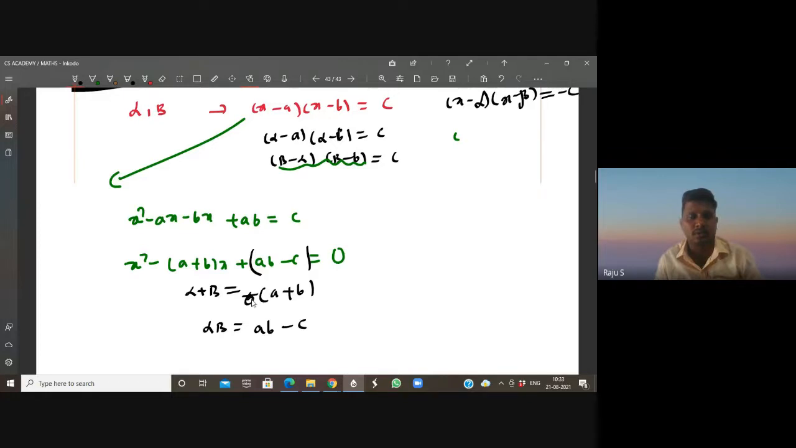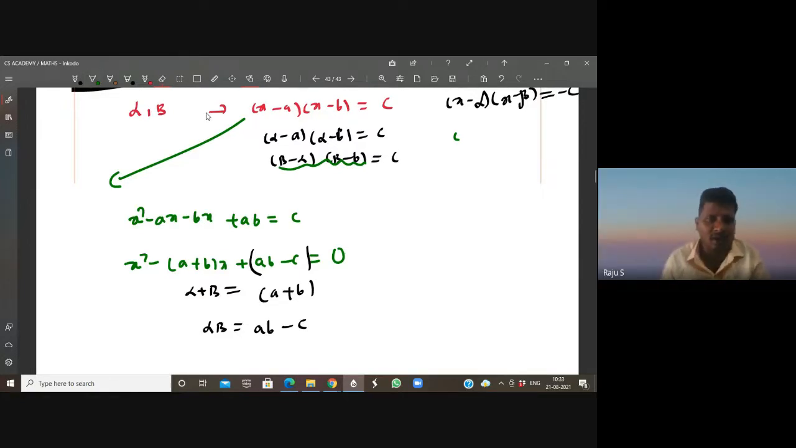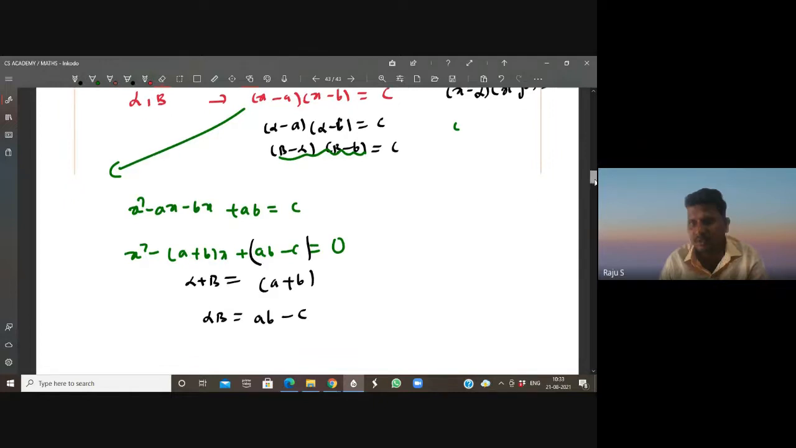Okay, alpha plus beta is equal to a plus b. So when I compare on both sides, alpha is equal to a and beta is equal to b, but it's not like that. The product should also be satisfied. Here an extra c will be there. When c is equal to 0, both the equations are correct.